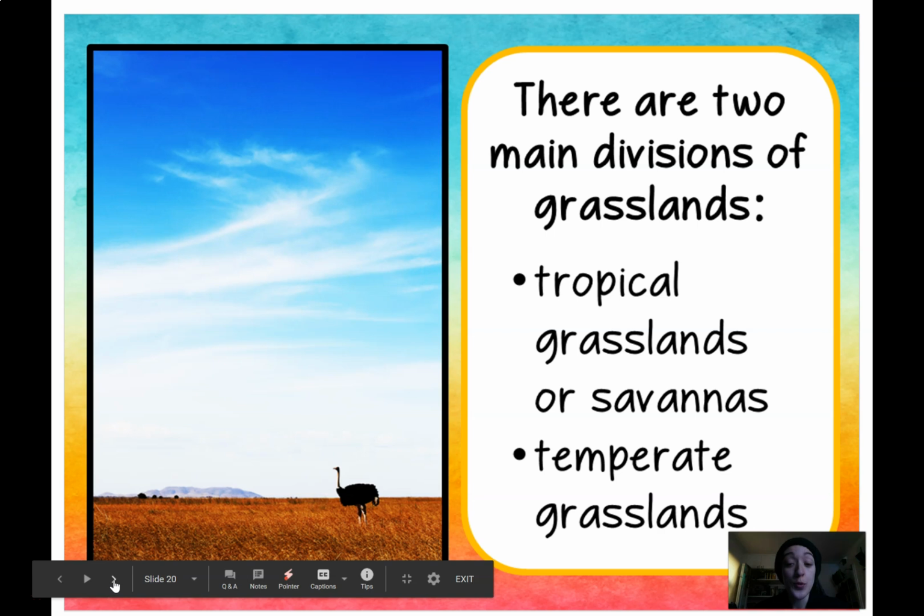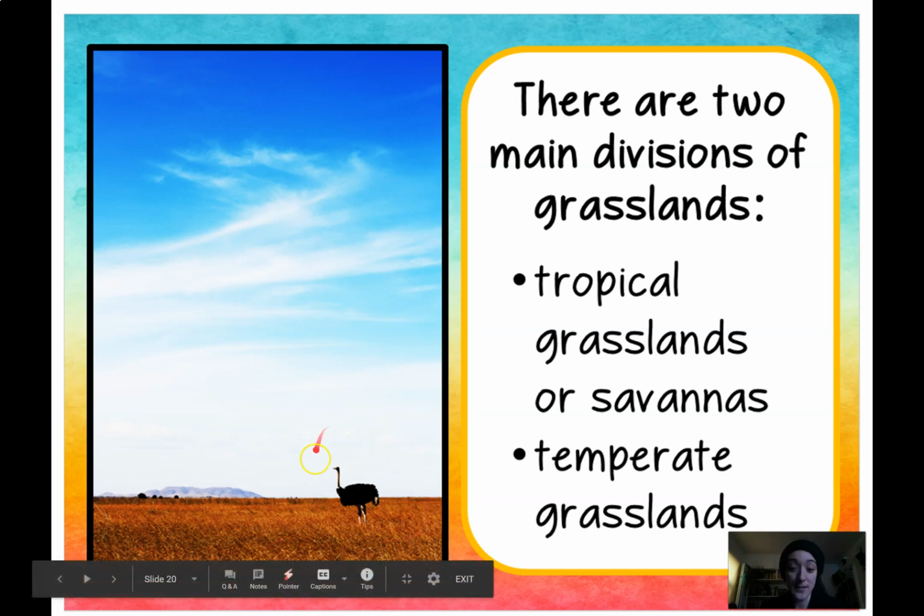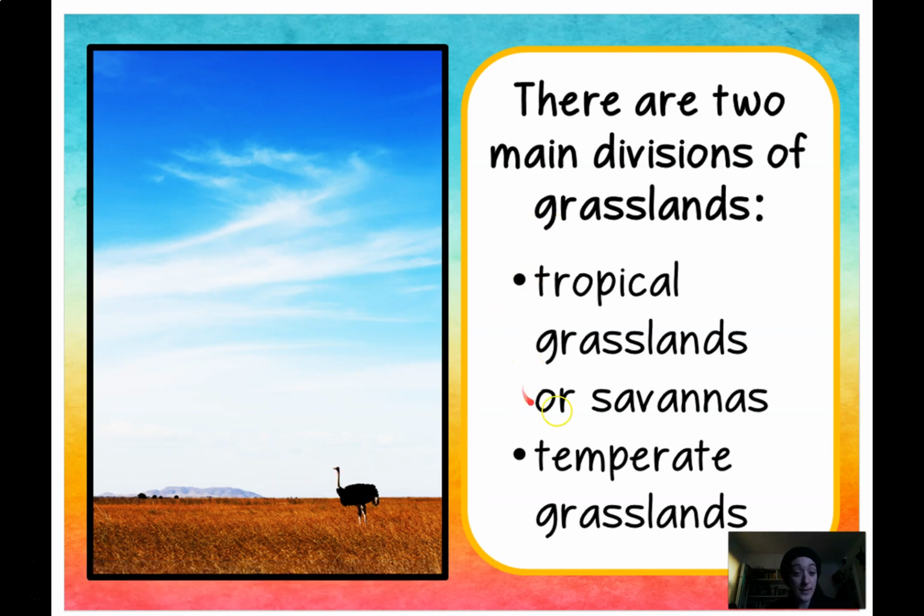So there are two main types of grasslands. And here in this picture you see this ostrich. It's probably grasslands down in Australia. So there are two main divisions of grasslands. Tropical grasslands, which are also called savannas. So tropical being the hotter and wetter version. Those are called savannas. And then you have temperate grasslands.